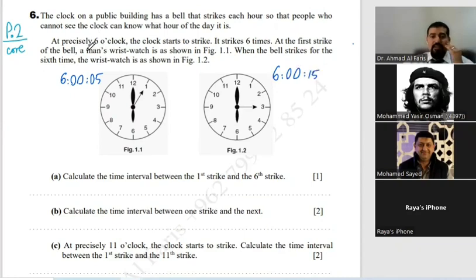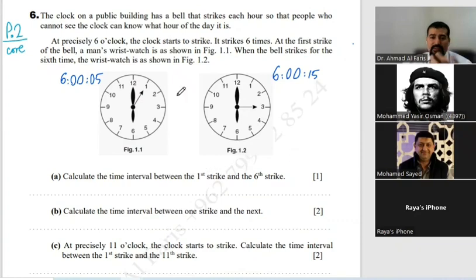So what they said here is that a man's wristwatch, as shown in figure 1.1, is where the first strike happens of the 6 strikes of this clock. When the bell strikes for the 6th time, the wristwatch was shown in figure 1.2. Part A: calculate the time interval between the first and the 6th strikes.